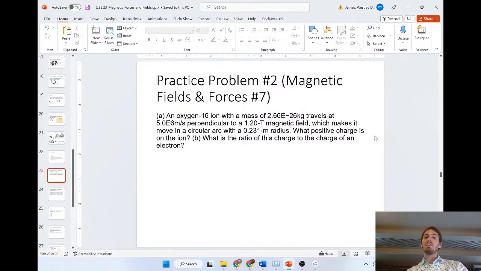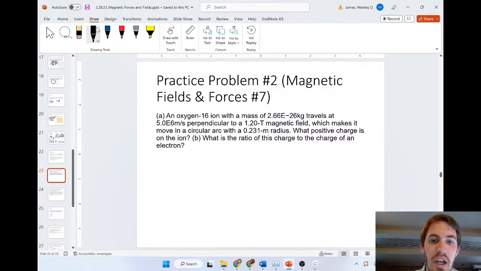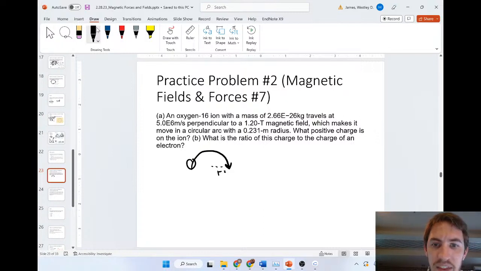I will draw a picture for this because it may help us understand what's going on here. Here we have our arc path, so it's traveling in this arc. It's an oxygen atom, let's just put it right there. And we say the radius of this path is 0.231 meters. And we know its velocity at some point. I'll add the other details off to the side. So let's write down our givens.